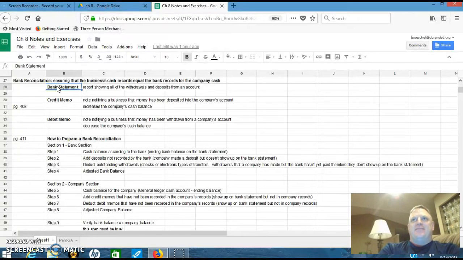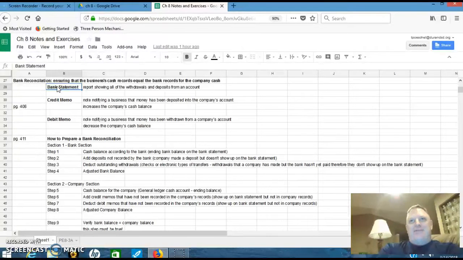The bank has deposited in the company's account. The company, however, has not recorded it yet in their records. So the credit memo tells the company that the bank has deposited money into its account. Therefore, it increases the company's cash balance.